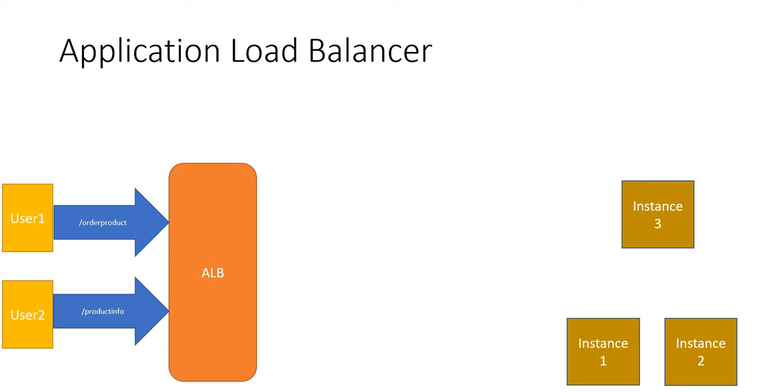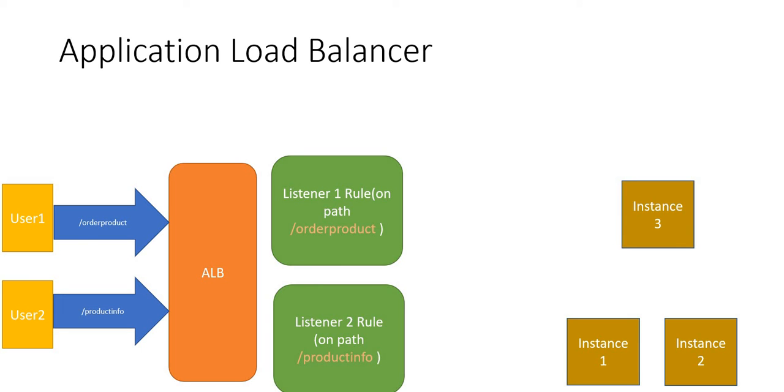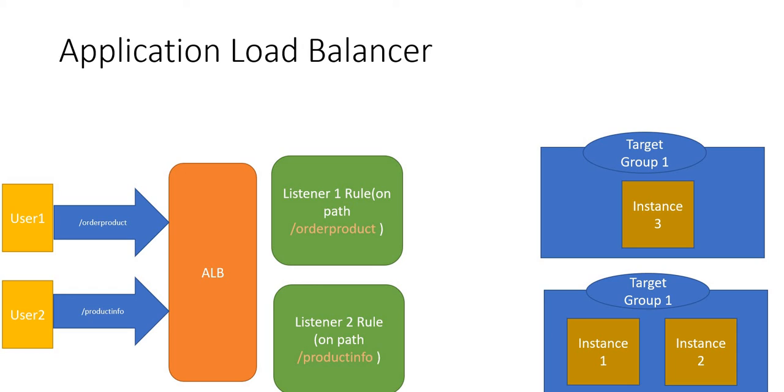To configure a particular path to particular instances, the application load balancer has a configuration called a listener. In these listeners, we are going to write a rule on the basis of their path. Listener 1 continuously listens for the order product path, and listener 2 continuously listens for the product information path. Before accepting requests from the application load balancer, the instances should be in certain groups. So we have target groups here. In target group 1, I have placed instance 3 to handle the order product path, and in target group 2, I have placed instance 1 and instance 2 to handle the product information path.